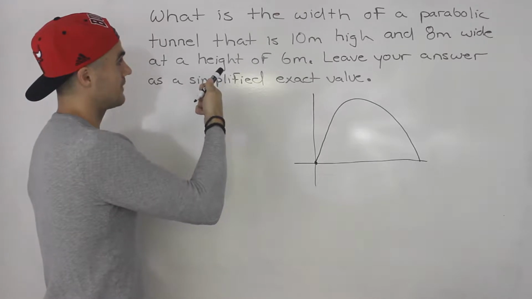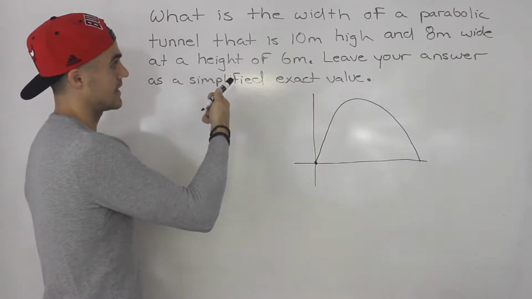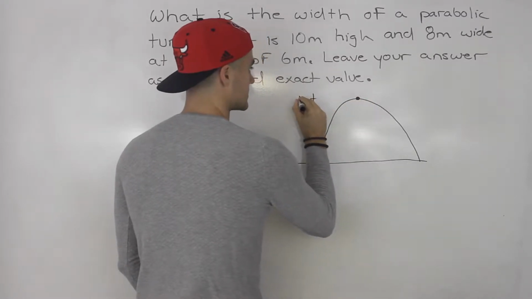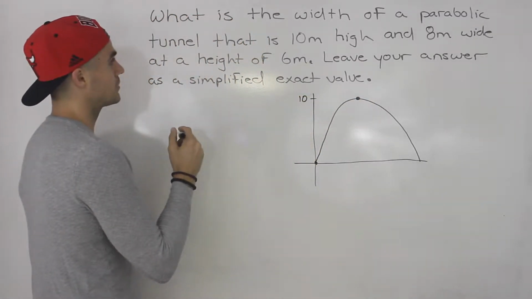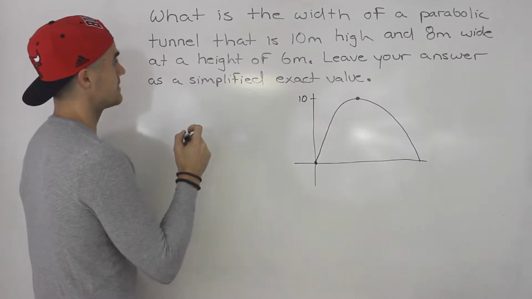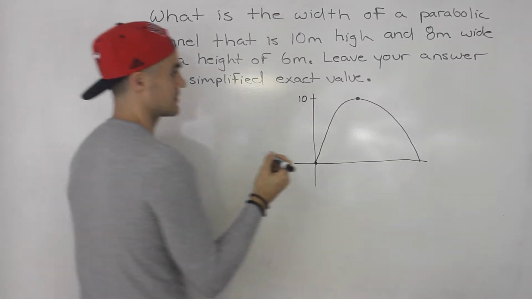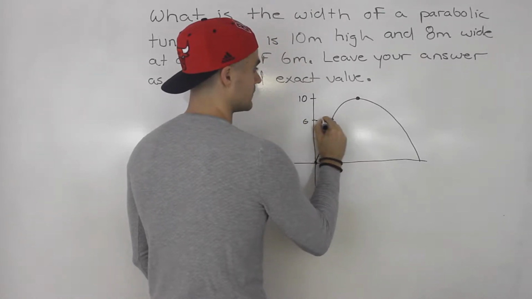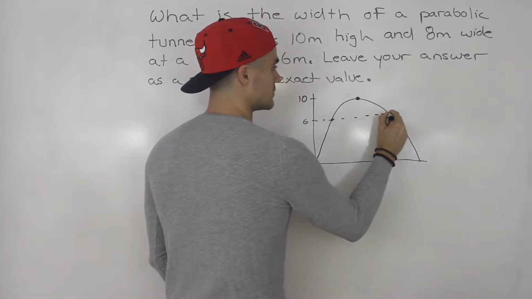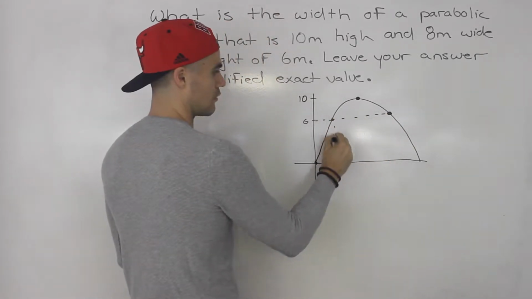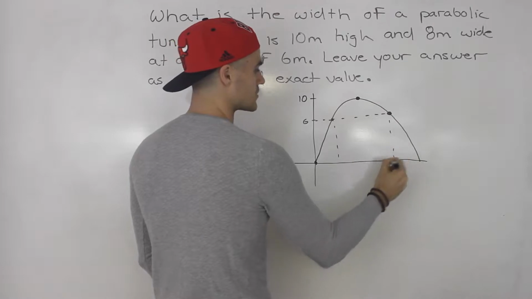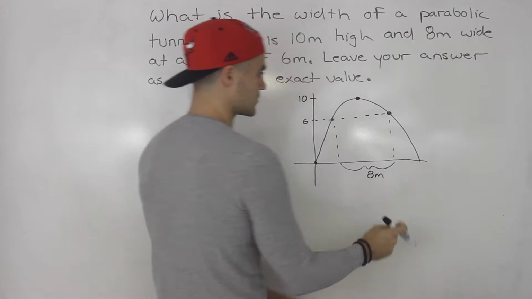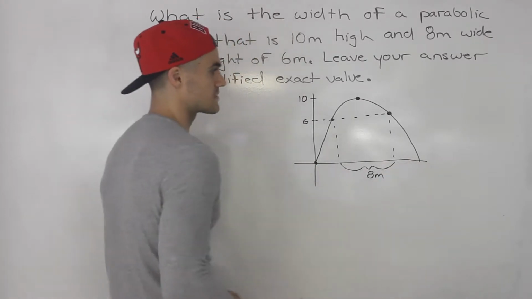And here's why. Look at what we're given. So we're told that this tunnel is 10 meters high. So the max point is 10 meters. And then we're told that it is 8 meters wide at a height of 6 meters, meaning that at a height of 6 meters, let's say it's over here, these 2 points, they are 8 meters wide. And we're solving for how wide this bridge is.